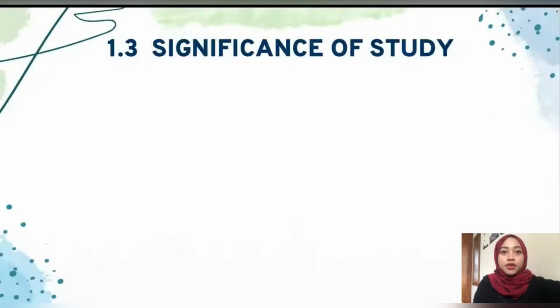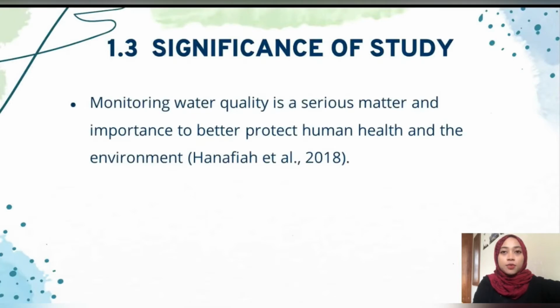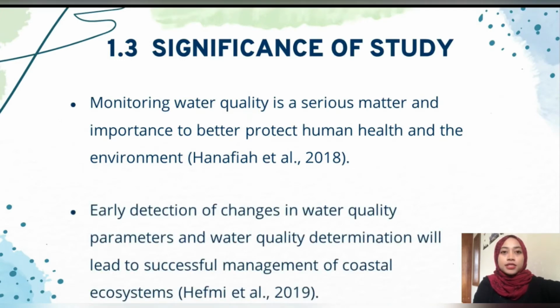Next is significance of study. According to Hanafiah et al. 2018, monitoring water quality is a serious matter and important to better protect human health and the environment. Hafmi et al. 2019 stated that early detection of changes in water quality parameters and water quality determination will lead to the successful management of coastal ecosystems.